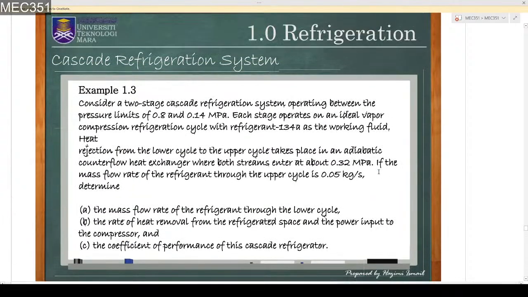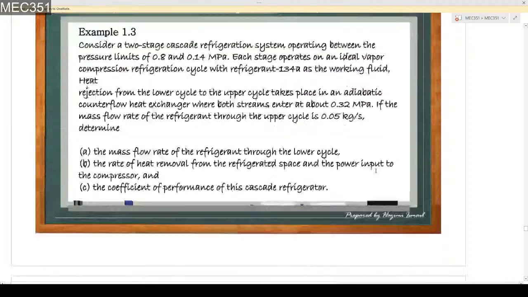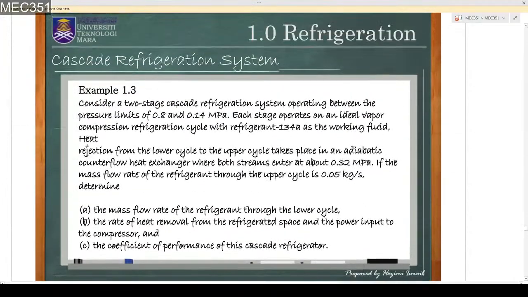Example 1.3. Consider a two-stage cascade. So we know now this is the two-stage cascade, not 3, not 4, not 5. We have only 2 stages of cascades, meaning that we have A and B. Refrigeration system operating between the pressure limits of 0.8 and 0.14 MPa.